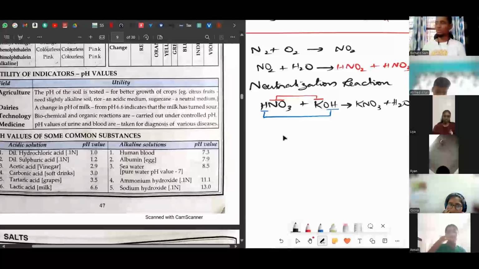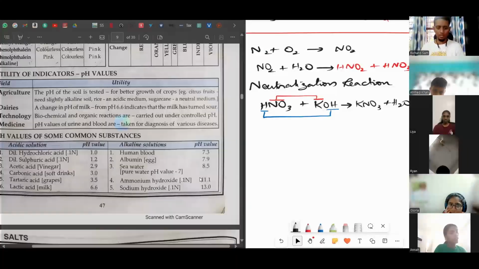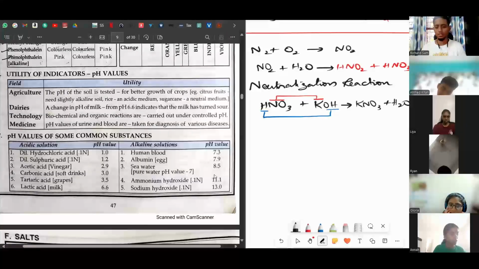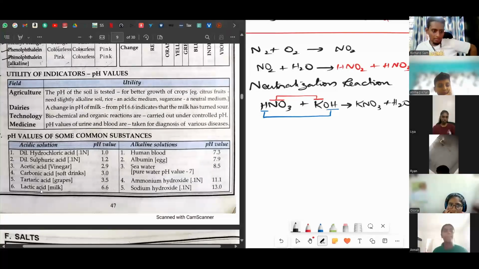Here are some pH values of certain substances. Looking at this, you can tell which is the strong acid and which is a weak acid, or which is a strong base and which is a weak base. So from all these acids here, which is the strongest acid? Sulfuric and hydrochloric acid. They both have pH around 1, right? And weak acid is lactic acid. Milk has lactic acid, which is a weak acid.